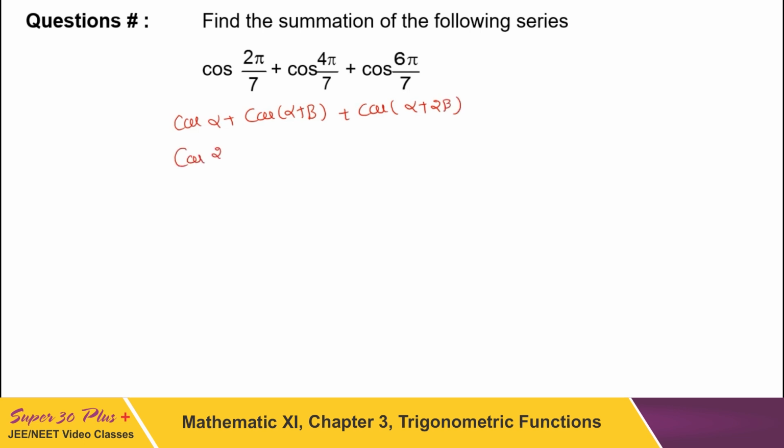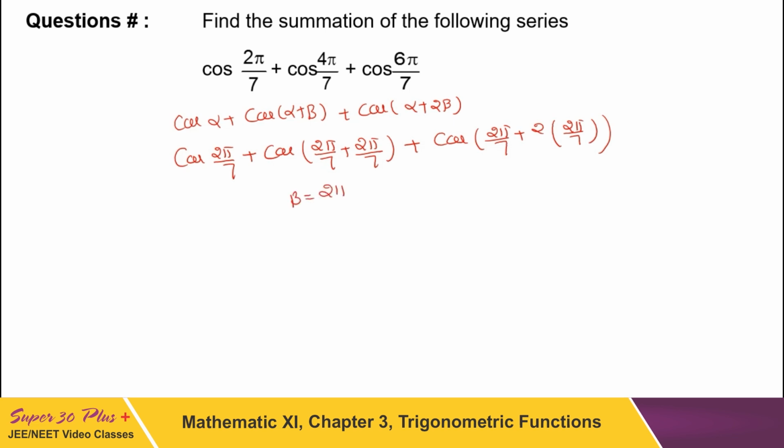Cos alpha is cos 2 pi by 7, and you can write it as cos 2 pi by 7 plus 2 pi by 7, and the third term is cos 2 pi by 7 plus 2 times 2 pi by 7. After comparison, we can find the value of beta is 2 pi by 7, and the value of alpha is also 2 pi by 7. And how many terms are there? There are only 3 terms, meaning the value of n is equal to 3.